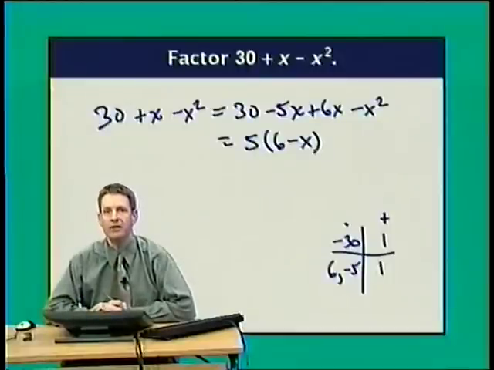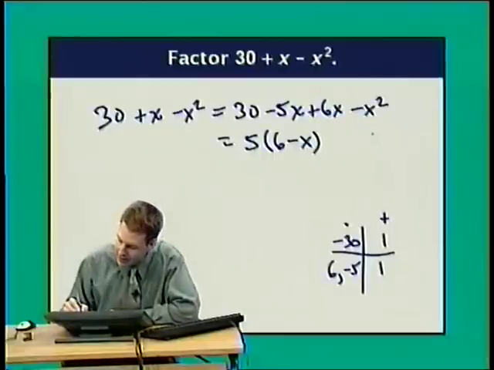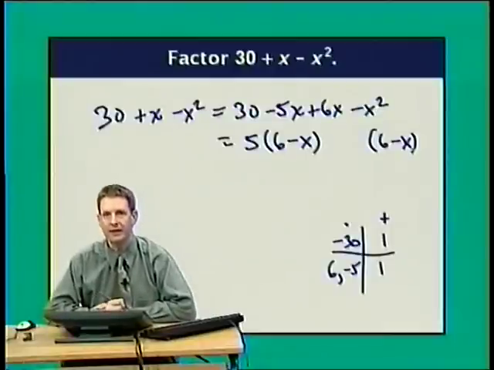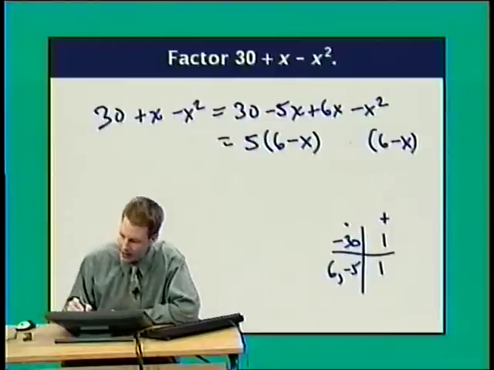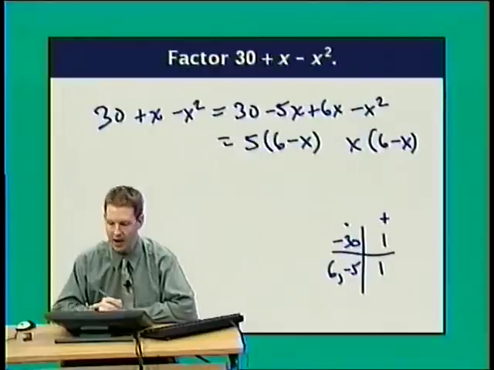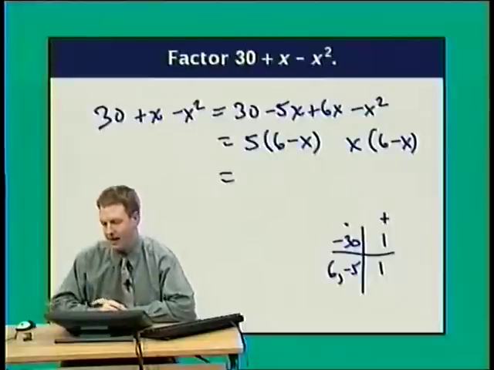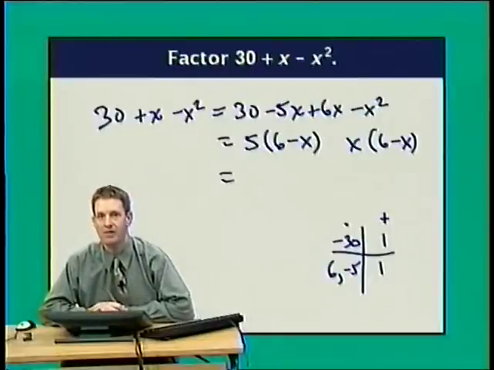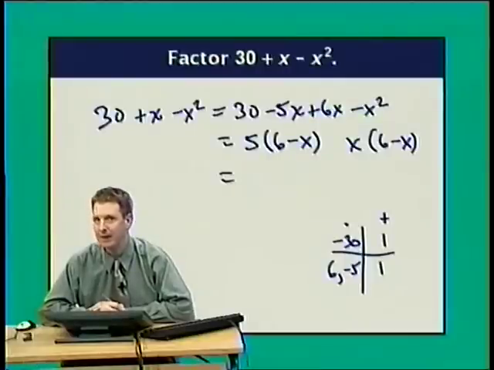So now I want to factor my second two terms in such a way that I still leave behind 6 minus x. Well, focusing on the 6x, if I pull out an x, then when I distribute x through 6 minus x, I will indeed get 6x minus x squared. So let's go ahead and factor out our common binomial factor of 6 minus x. Well, hold on a second. I think I made a mistake.